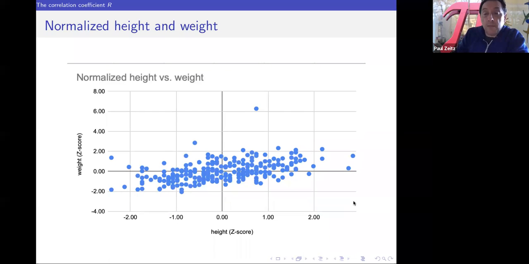This is the same scatter plot of the college student's height and weight that you saw a few minutes ago, and it looks exactly the same because all I did was change the scale and the origin. So right now, here's 0, 0, and there happens to be a person who is occupying 0, 0. This is a person whose height is average and whose weight is average. They are Mr. Average.